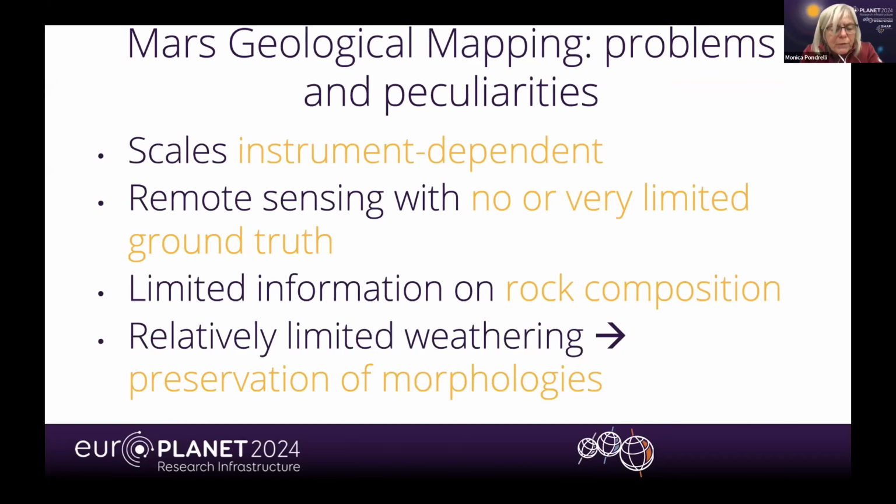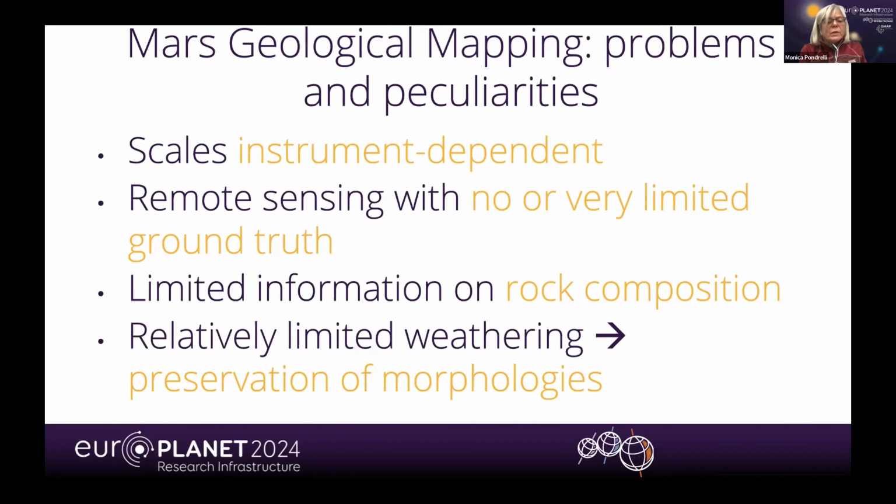Another point is that we have very limited information on rock composition. We have some kind of hints on mineralogical content, but we do not really know what rock we have in our areas, which, I mean, somebody might claim that we cannot even speak about a geological map, because geological maps technically on Earth are based on the lithological content of the rock.